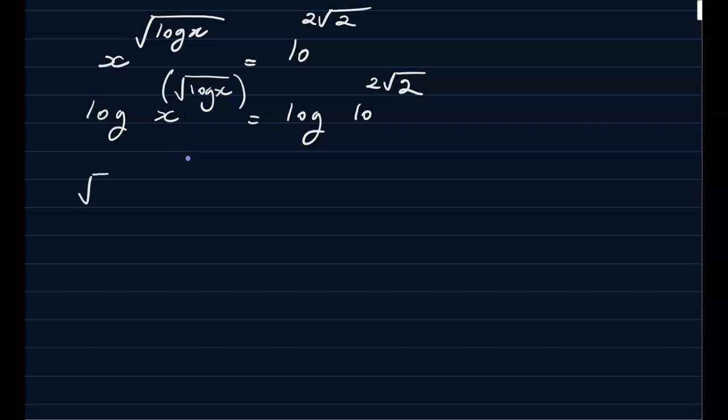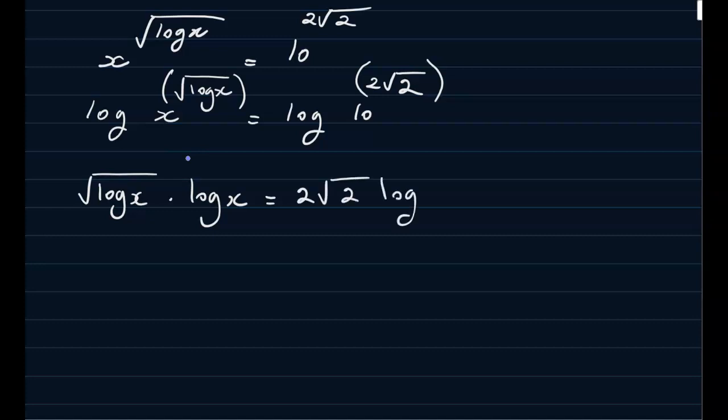So that would be square root of log of x times log of x equals, and on the other side, we simply do the same thing with the second part, which is the 2 root 2. We're going to bring it to the front of the log as an exponent that used to be. Excellent. Now, on the right hand side, log of 10 is 1, so that should just be 2 root 2.